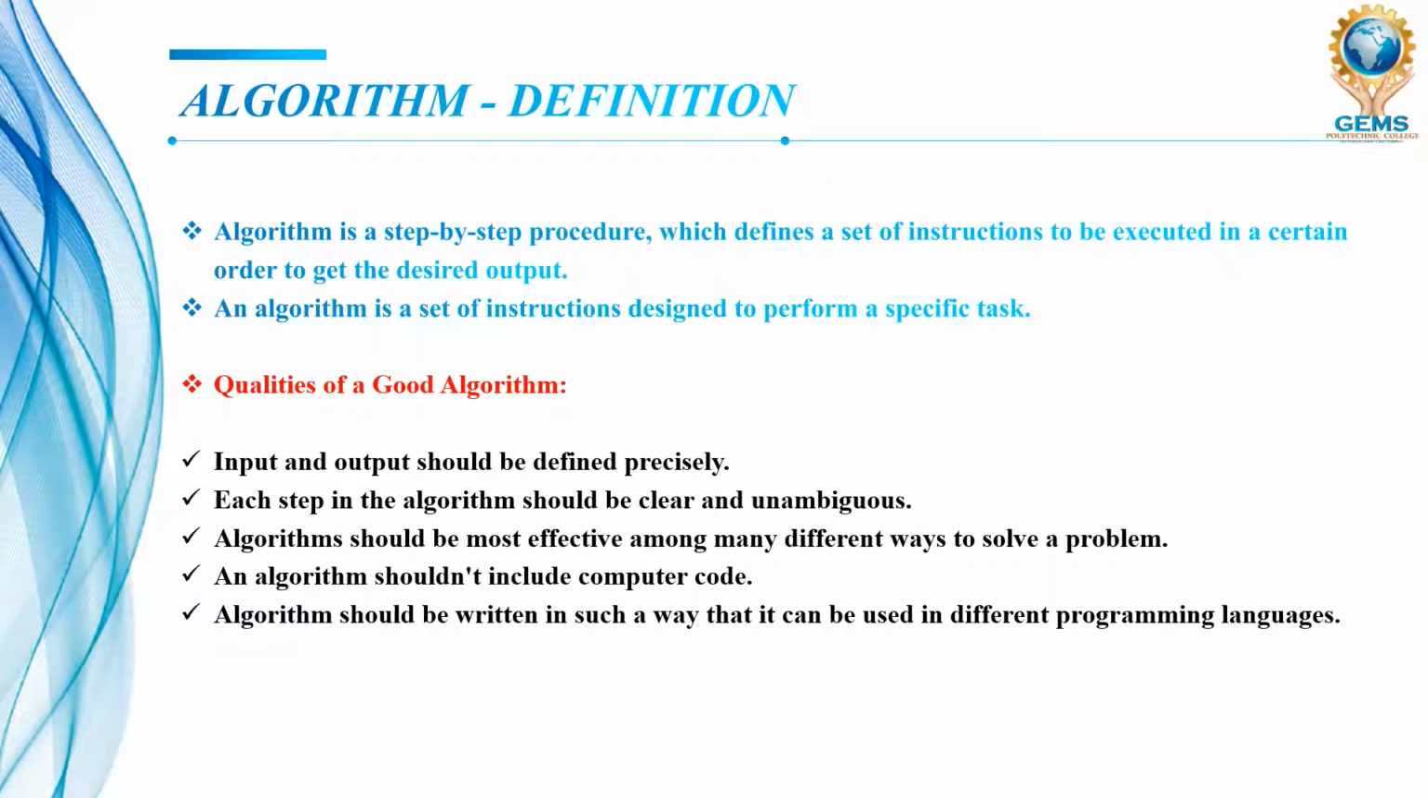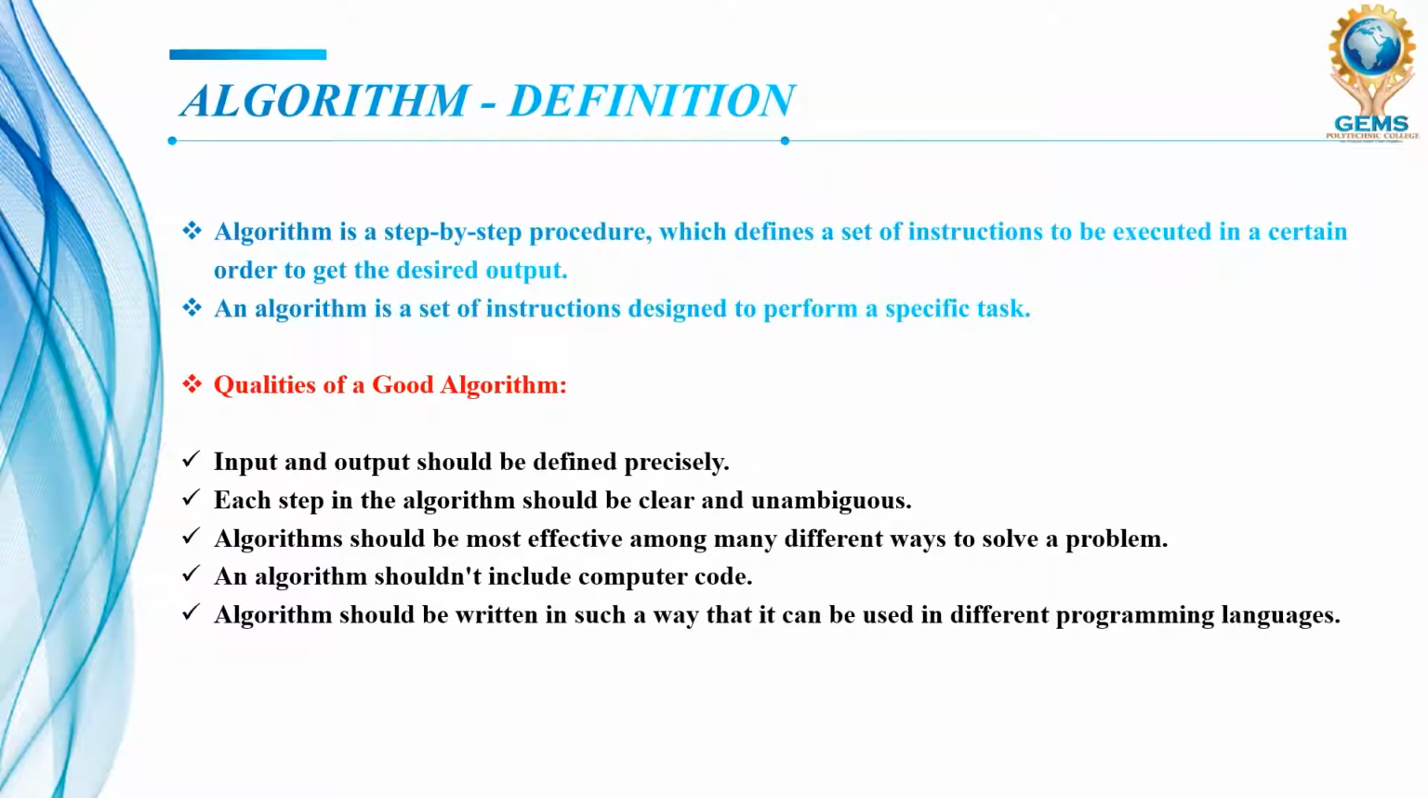Dear students, algorithm means it's a step-by-step well-defined procedure. In other words, we can say it's a set of instructions designed in such a way to perform a specific task. What is a specific task here? A specific task means what we desire. That is our specific task, right?